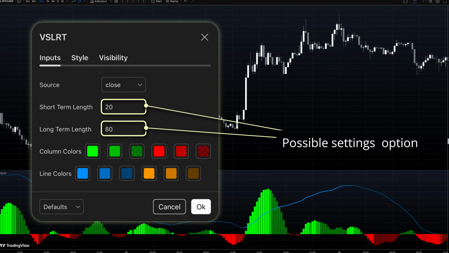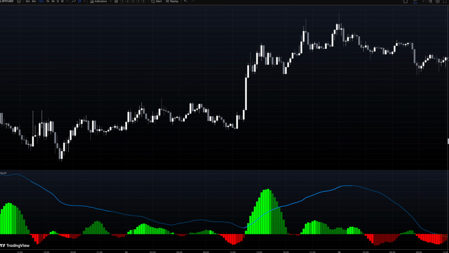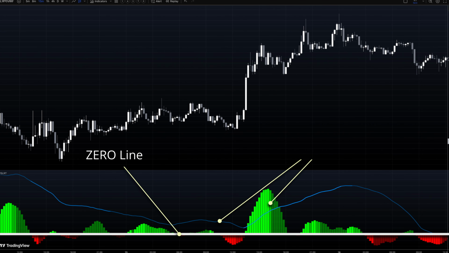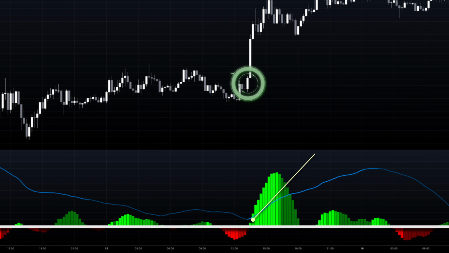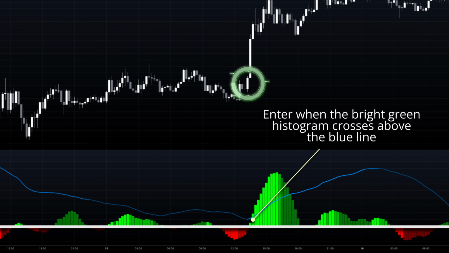Set the short-term and long-term lengths according to your trading time frame. Enter long positions when both the histogram and the line cross above zero, indicating that both short and long-term trends have turned positive with volume support. The strongest signals occur when the histogram is bright green, showing strong buying volume, while crossing above the blue line.